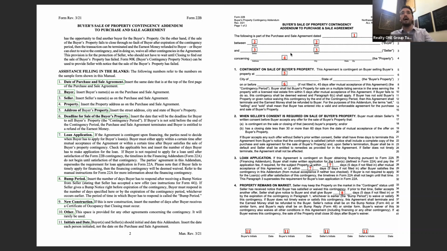Okay, so starting at paragraph 1, this is where you're going to put the property address of the home the buyer is selling, right? So I guess let's take even a further step back. This is a form you use if the buyer needs to sell the property that they're currently living in, or sell another property in order to purchase the property that they're writing an offer on. So you're going to use a 22B with all the other addendums, 22A, 22B, 22D, 22K, etc. So this is an additional form.